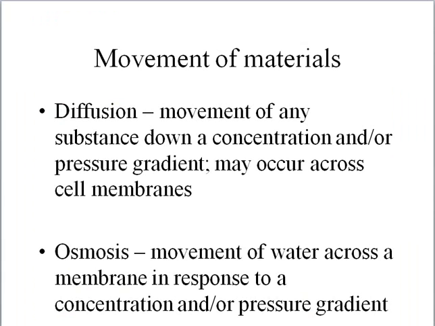Remember from lab, diffusion is the movement of any substance from an area of higher concentration and/or higher pressure towards an area of lower concentration or lower pressure. The substance moving may pass through a membrane, but that's not required. In comparison, osmosis involves specifically the diffusion of water across a membrane. The direction of water movement is always from higher water concentration and/or higher water pressure towards lower water concentration or pressure.